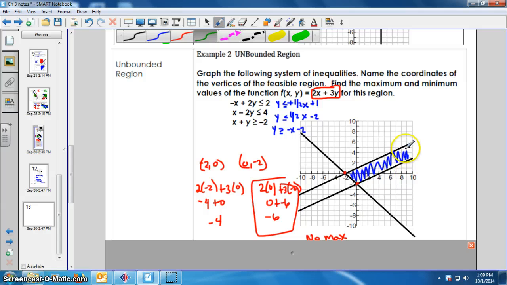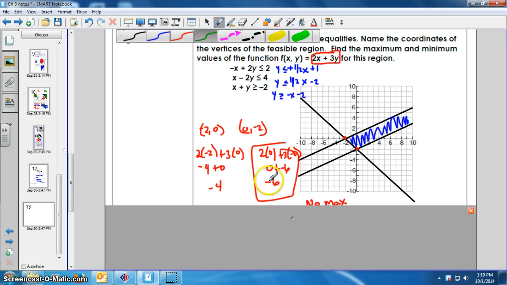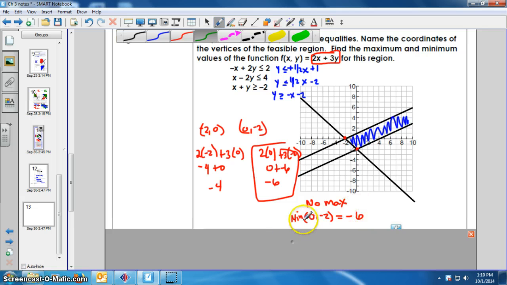So there is no maximum because this is going on forever, so we're really just looking for the minimum here. So when we plug in these 2 points into our function, we get negative 4 and negative 6. So our minimum is going to be that negative 6. So minimum at 0, negative 2, and that's going to give us negative 6. So this point right here was our minimum.